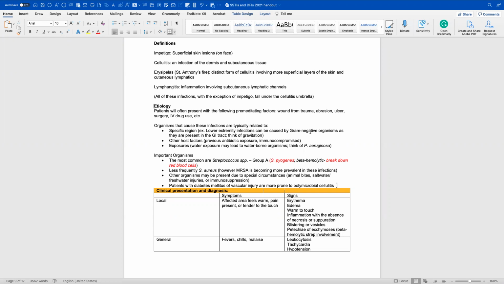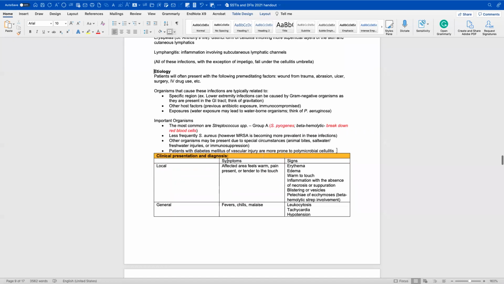So other host factors: previous antibiotic exposure, immunocompromise, different types of exposure. If you're in the water, you have some type of wound or trauma, you can get a Pseudomonas infection, because we know that Pseudomonas are water organisms, right? So important organisms to think about here, especially for cellulitis, are Streptococcus. Those are other organisms that are present on the skin, but those are the ones that are typically most virulent in what we see in terms of cellulitis presentation.